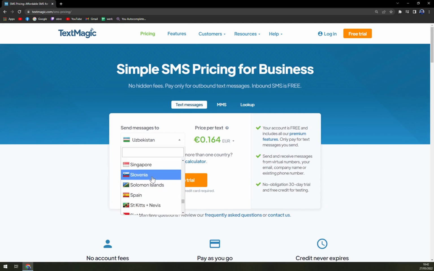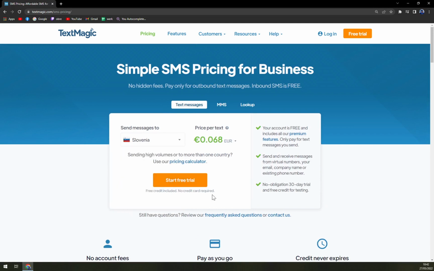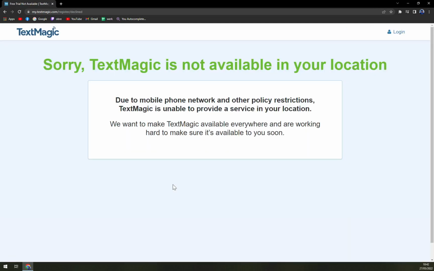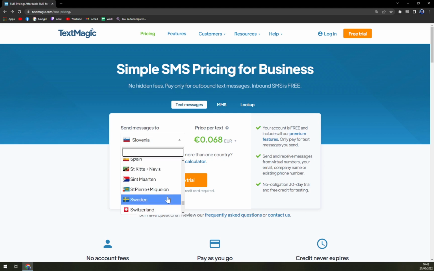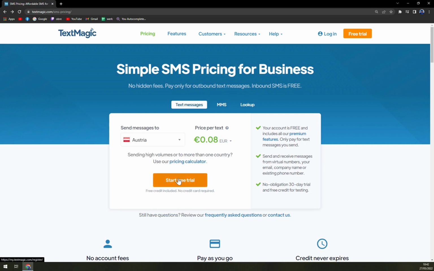Obviously, the price is varying for SMS, but let's start the free trial and let's have a peek at how it all looks. Yeah, and that's the problem, because I'm in Slovakia. So they are not backing up Slovakia or Czech Republic, which is really, really weird. But they are backing up Slovenia, Sweden, Switzerland, I believe even Austria. Austria is on the picture, but Slovakia is not on the picture. Also, Czech Republic is on the picture as well, so that's very weird.